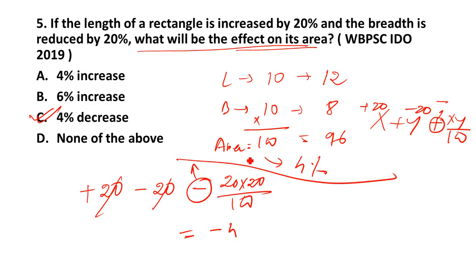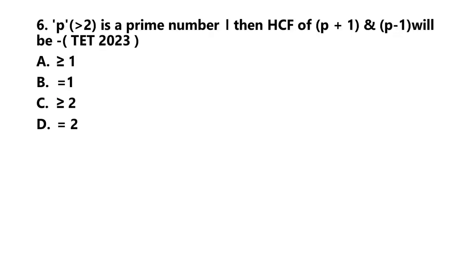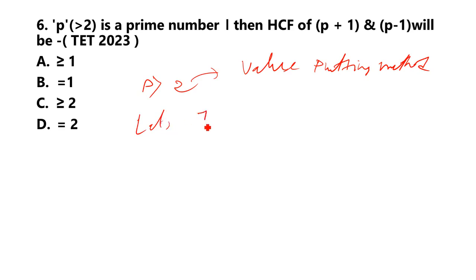Next question. This is a very interesting question that also came in the Teachers Eligibility Test 2023, the recent TET in West Bengal. P greater than 2, P is a prime number. Then the HCF of P plus 1 and P minus 1 will be. So let's use the value putting method here. What does value putting method mean? We need to take any prime number greater than 2. Let's take 7, P equal to 7. So P plus 1 equals 8 and P minus 1 will be 6.